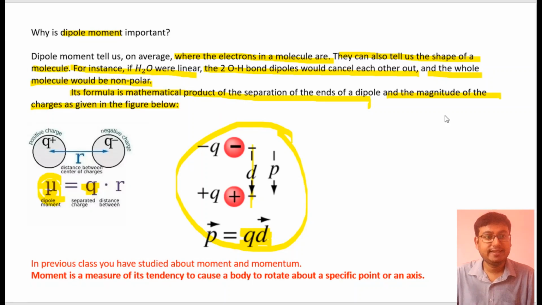So this is the second slide which I have made for you. In this slide I have shown what is the meaning of dipole moment, then what is the formula, then how to find out the dipole moment. At the bottom I have written here, in the previous class you have studied about moment and momentum. Related to this, you can understand very well how it helps to visualize the electric dipole moment.